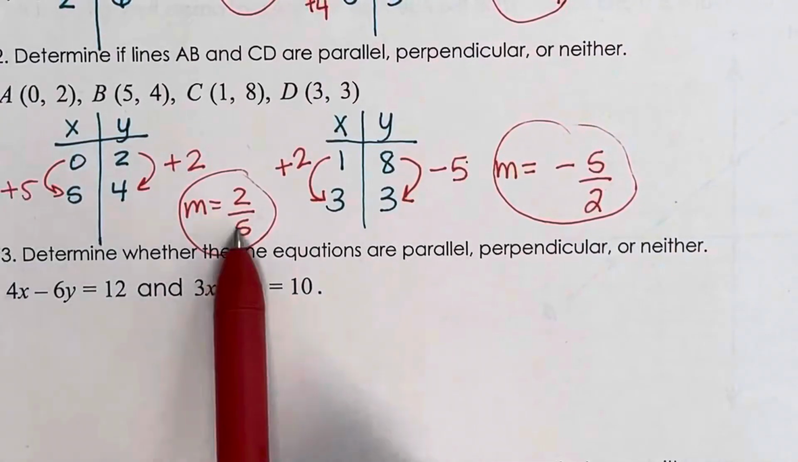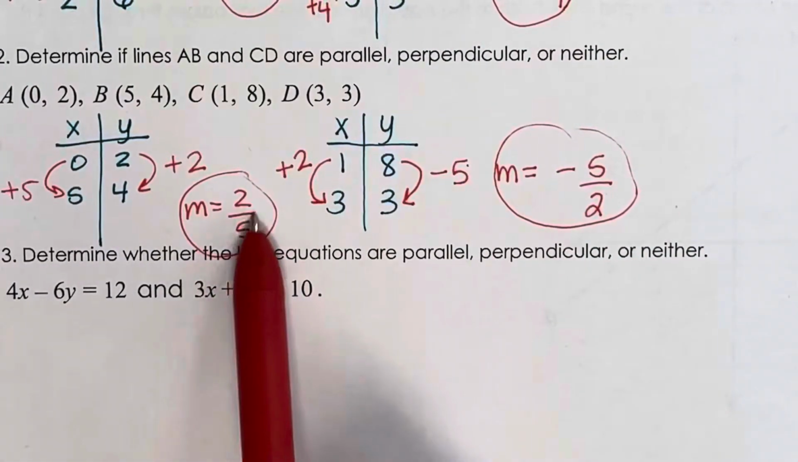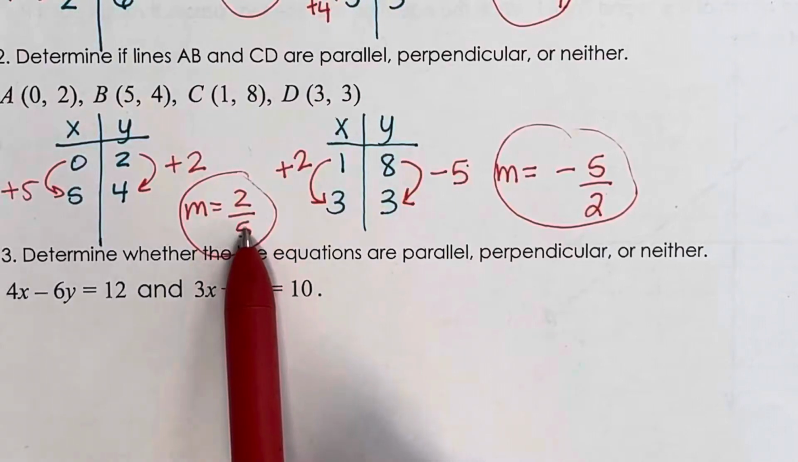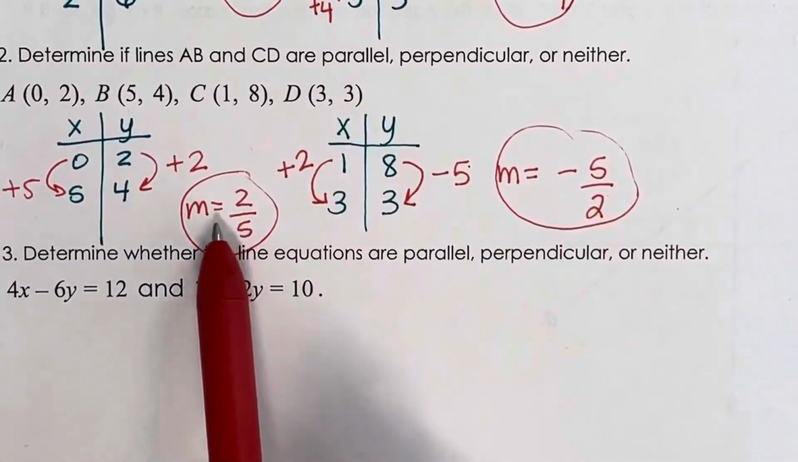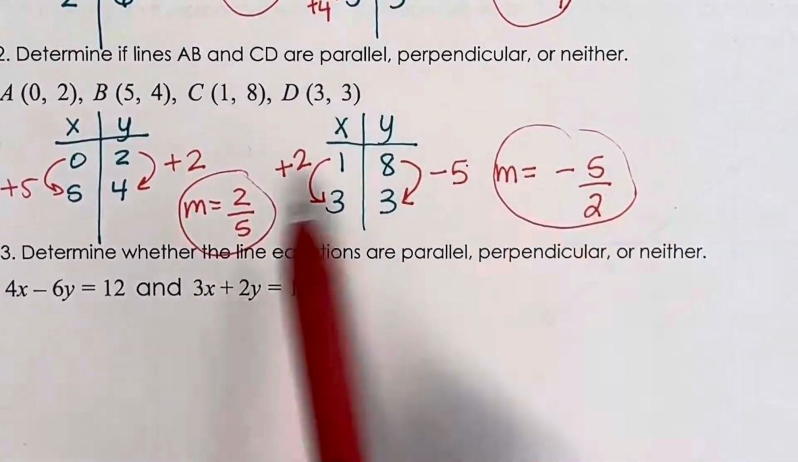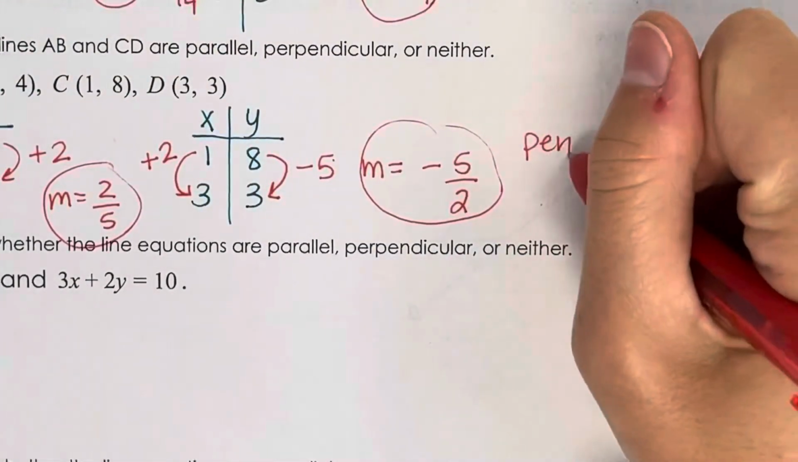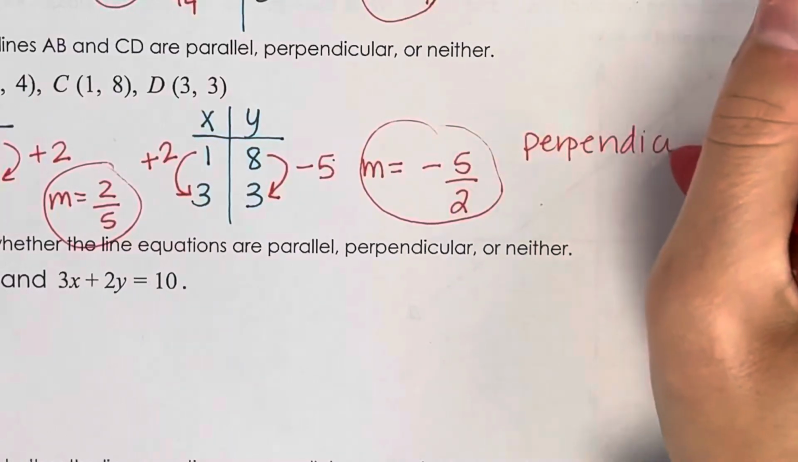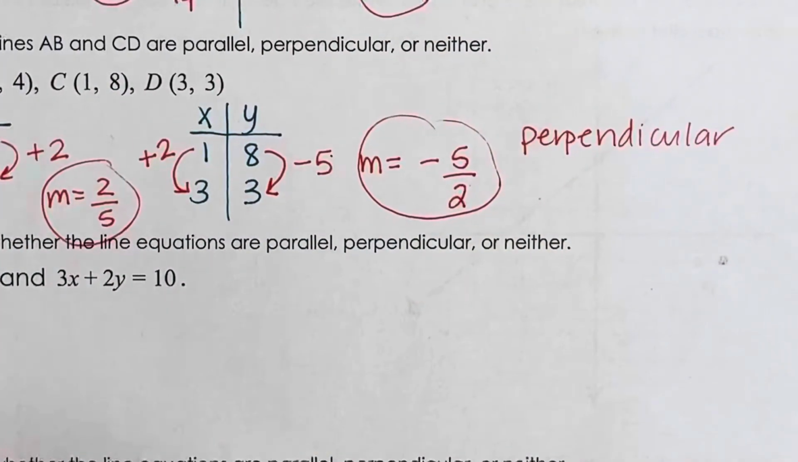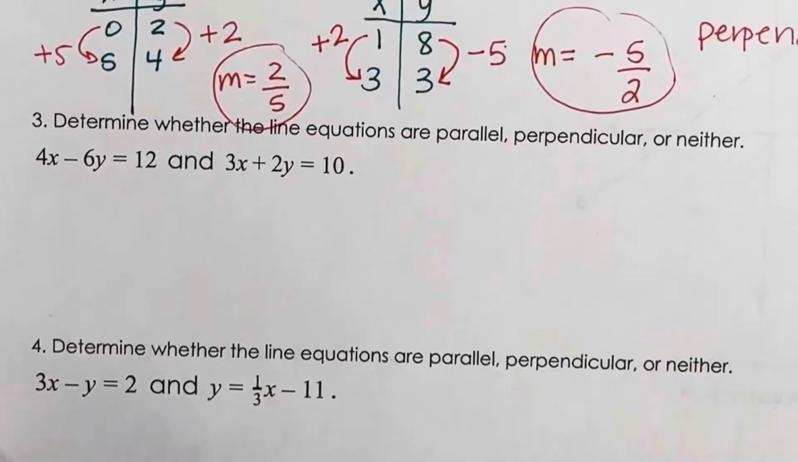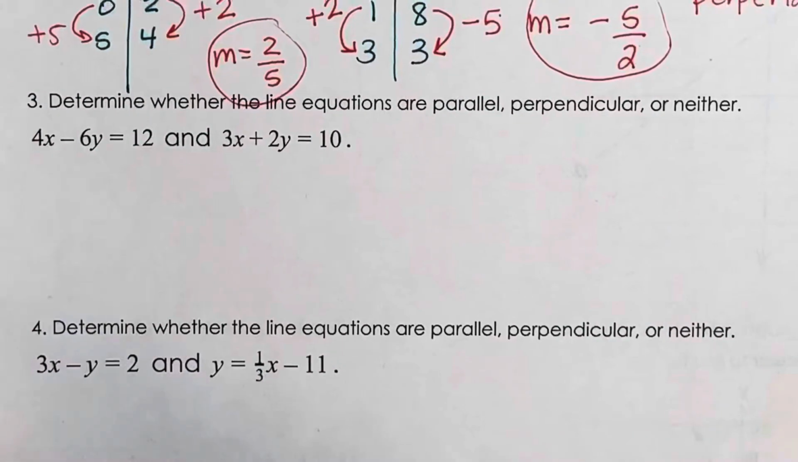Okay, now these slopes are not the same. However, if I flip this fraction, 2 over 5, it becomes 5 over 2. This one's positive, this one's negative. These are opposite reciprocal slopes, so these are perpendicular lines. Perpendicular. Okay. Number 3, determine whether the line equations are parallel, perpendicular, or neither.